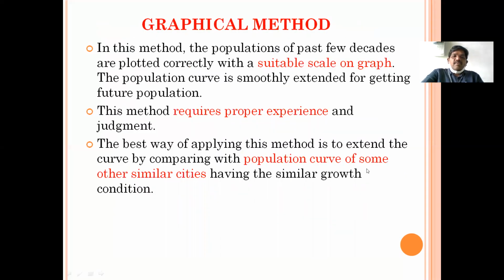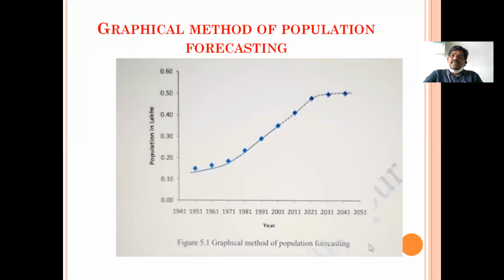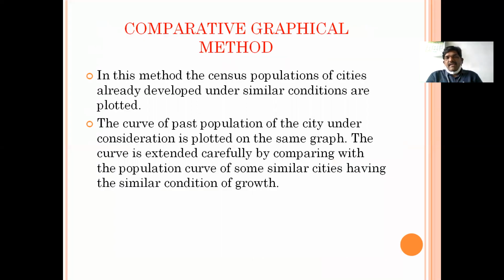The population curve of some other similar cities having similar growth conditions will be taken as a blueprint, will be taken as input, and I can predict for the area which has the similar features where the population data is available. That is what the graphical method is about. And next one is the comparative graphical method. Here we are just predicting the future population by taking into consideration the similar city. Now here, comparative graphical method.